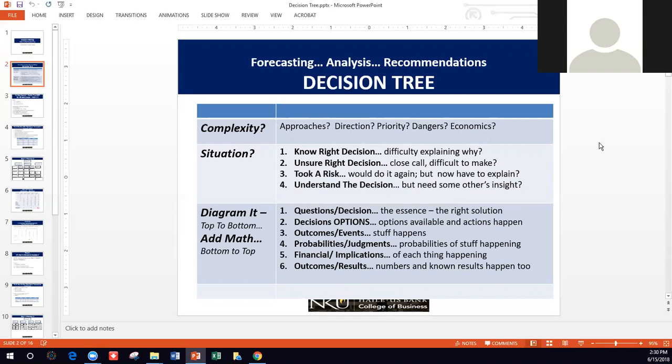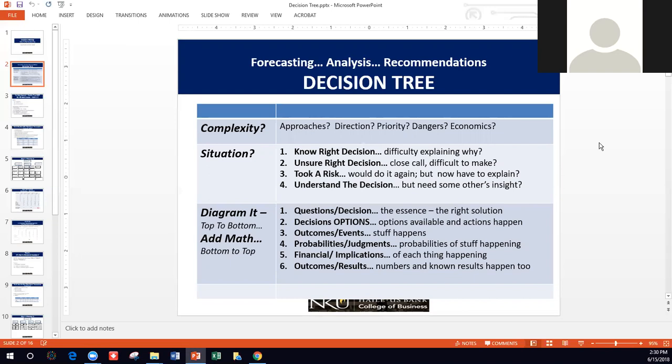What decision tree does is it's a way of diagramming those so you can get to better decisions. You can help make decisions that you're uncertain about, that are a close call. You can demonstrate, if something goes wrong a year or 2, 3 years later, why you made the decision you did in the first place, and it may have been the best decision at the time. And it helps you get other people involved in the decision-making process. And how do you do it? You diagram it. And the diagram has 6 key components.